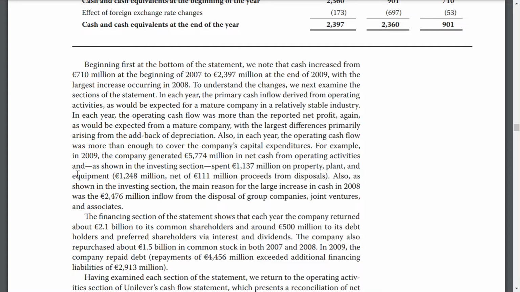For example, in 2009, the company generated such an amount in cash flow from operating activities and, as shown in the investing section, spent such an amount on property, plant, and equipment. Also shown in the investing section, the main reason for a large increase in cash in 2008 was such an amount of inflow from the disposal of group companies, joint ventures, and associates.